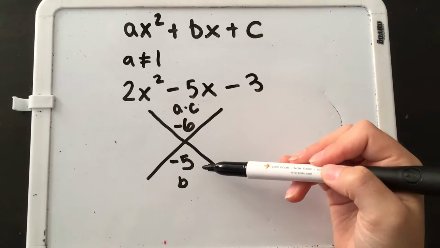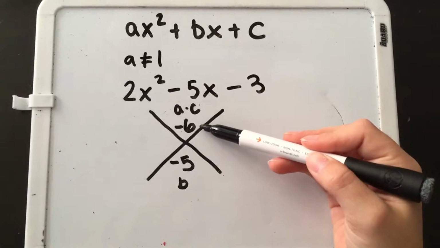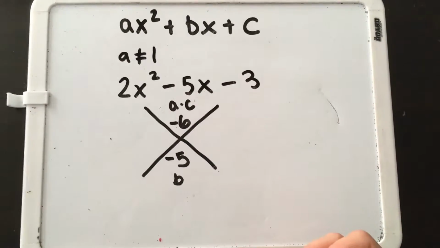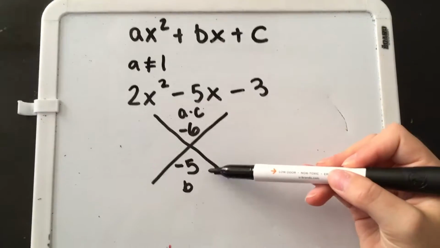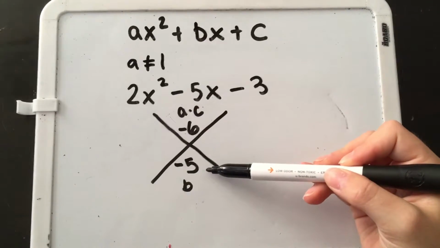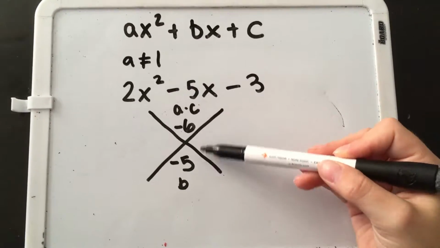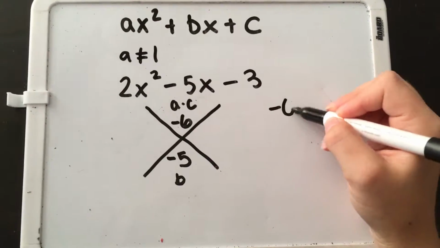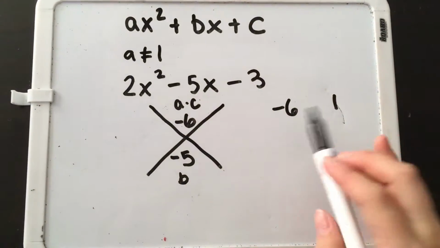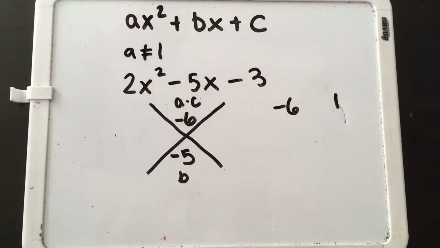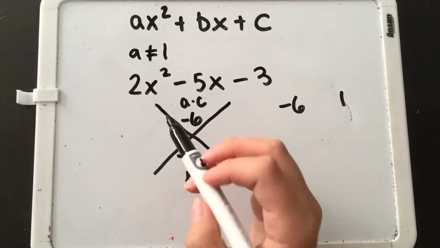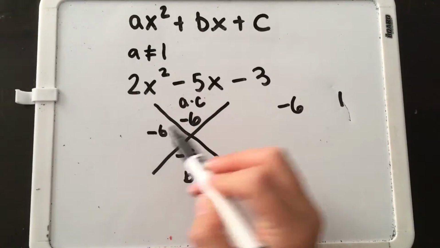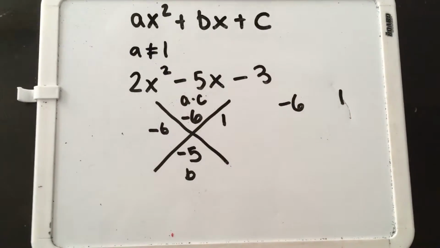Let's think of some factors of negative 6. How about negative 3 and 2? Do they add to equal negative 5? Nope, we have to try again. What about negative 6 and 1? They multiply to equal negative 6 and they add to equal negative 5. So those are our two numbers. I'll put negative 6 over here and 1 over here.